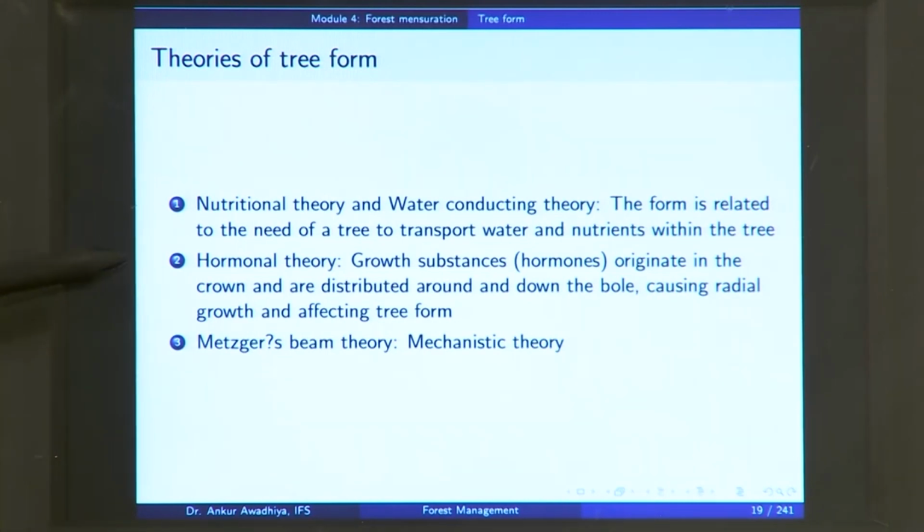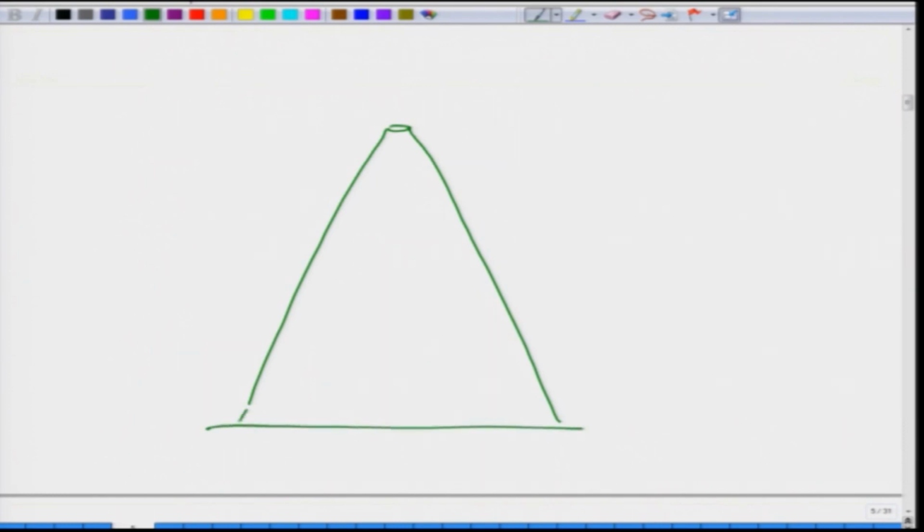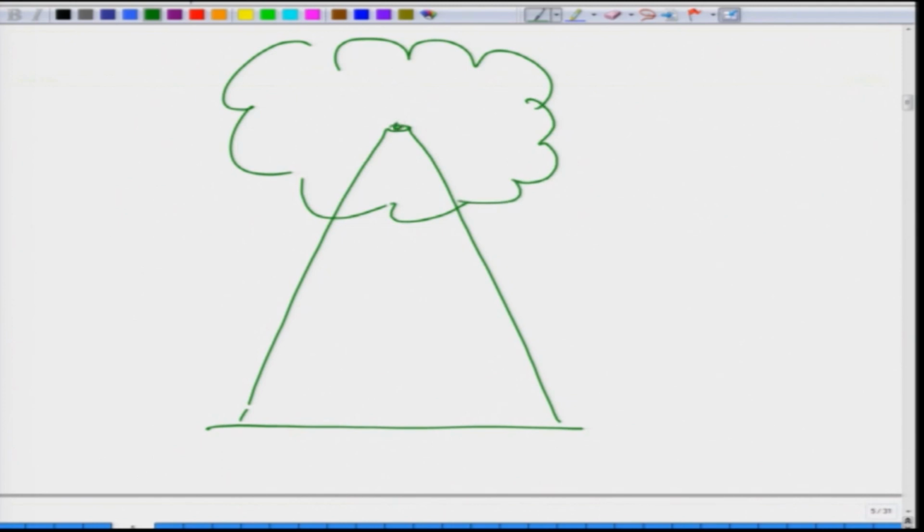The second theory is the hormonal theory, which states that the growth substances or hormones originate in the crown and then they are distributed around and down the bole, which causes the radial growth and affects the tree form. That is what it is saying: if you consider a tree, if this is the bole of a tree, here you have the crown. So, it says that the hormones originate in the crown. So, here you have the highest concentration and then they move downwards.